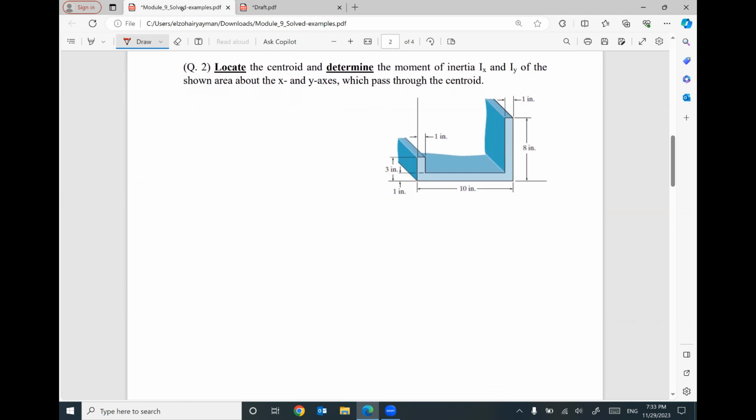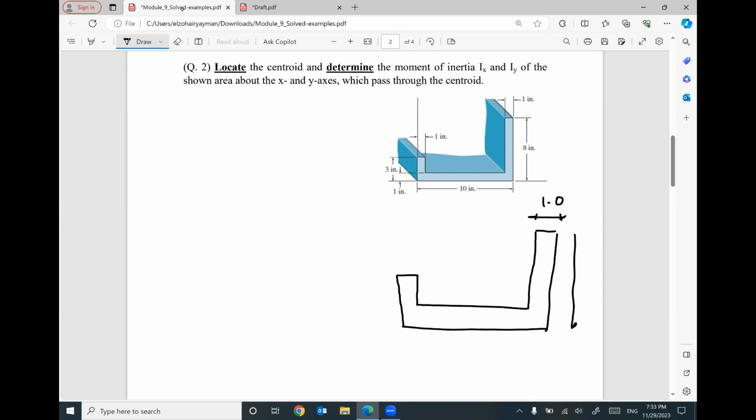I will do one more example. For this one, don't be confused. This cross section looks like this. So this distance will be 1 inch, this distance will be 8 inch, this distance will be 10 inch, this distance will be 3 inch, and this one will be 1 inch. That makes sense? I'm looking for this area.